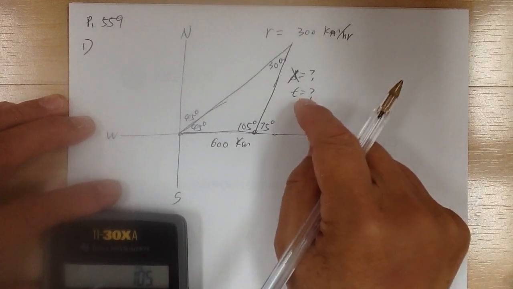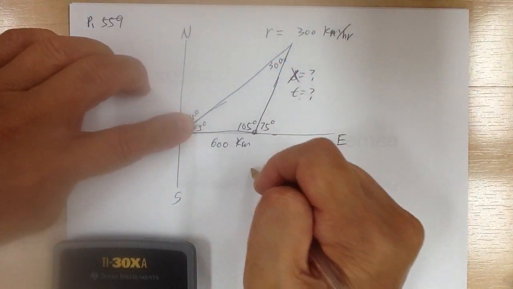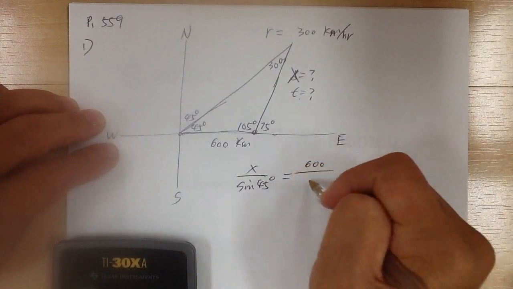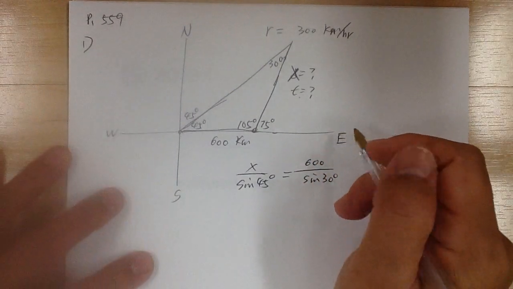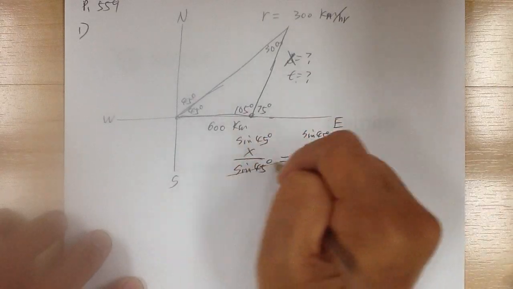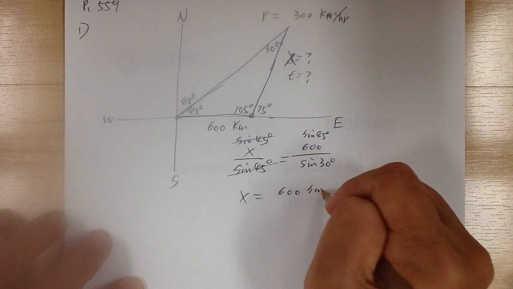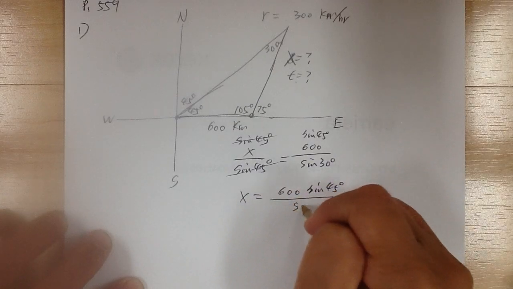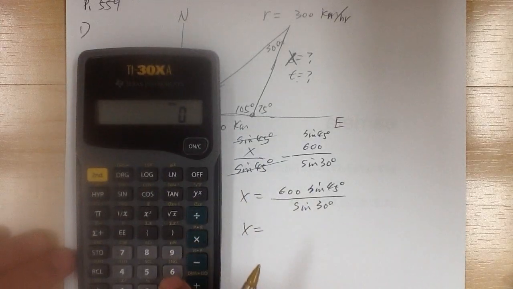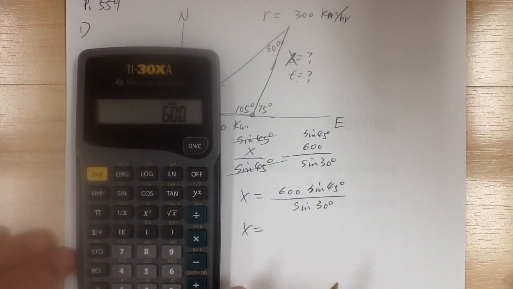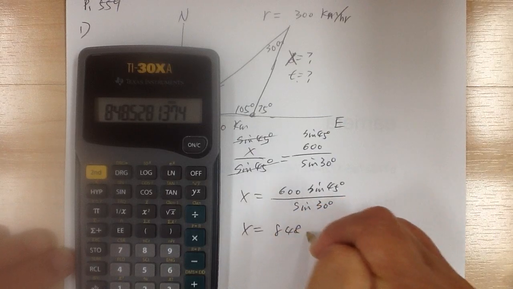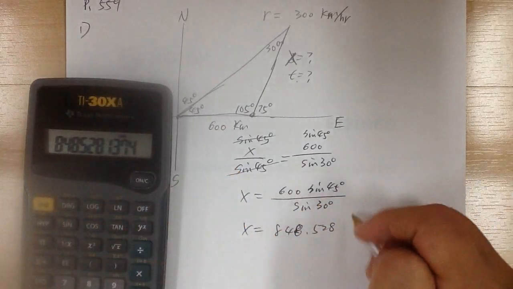Okay, so from here, we can use the law of sines. So x over sine of 45 degrees, this facing this, will equal this facing that, so it's equal to 600 over sine of 30 degrees. Then go ahead and multiply by sine of 45 degrees, so this will cancel out with this. So x will equal 600 sine of 45 degrees over sine of 30 degrees. So get your calculator and enter all the information. 45 sine times 600 divided by 30 sine equals, so x equals 848.528, okay? And this would be kilometers.